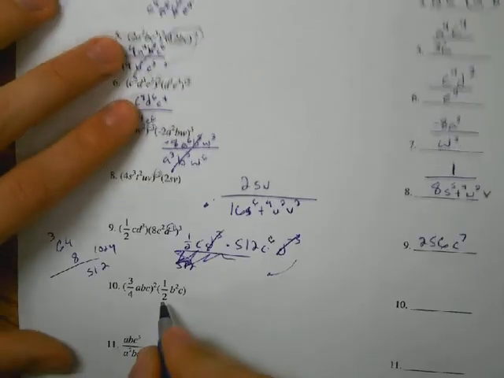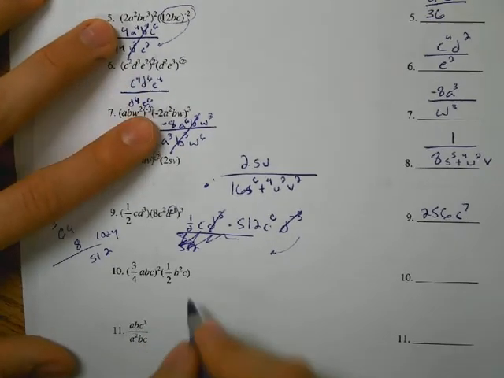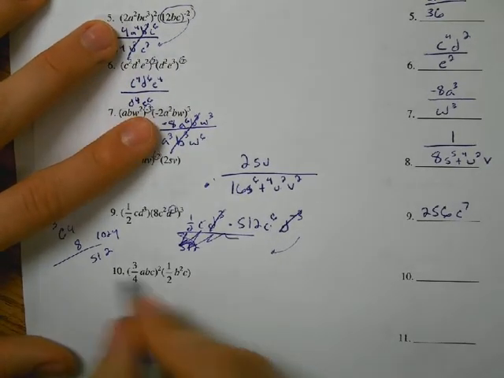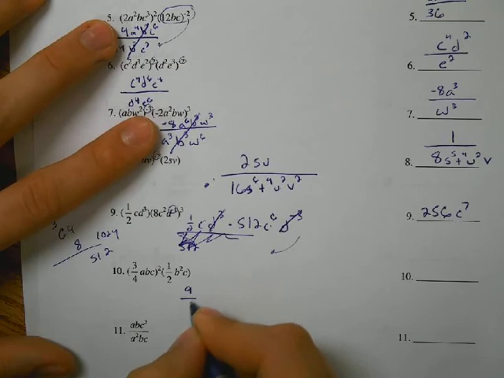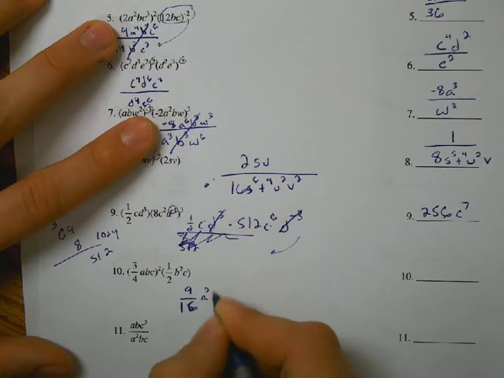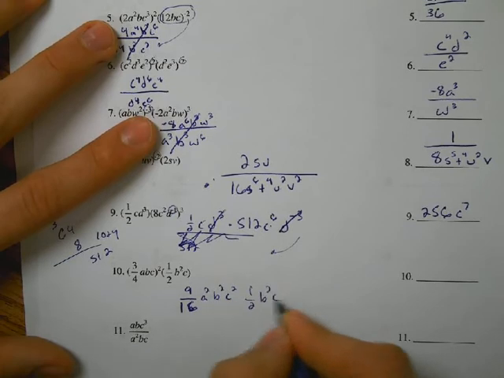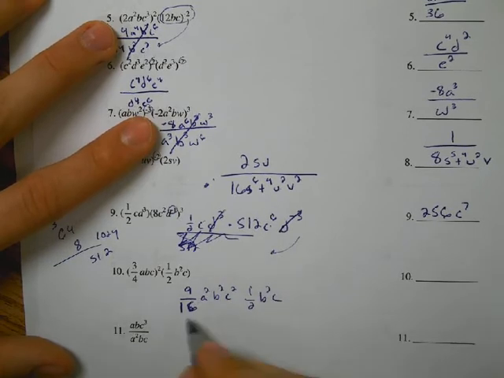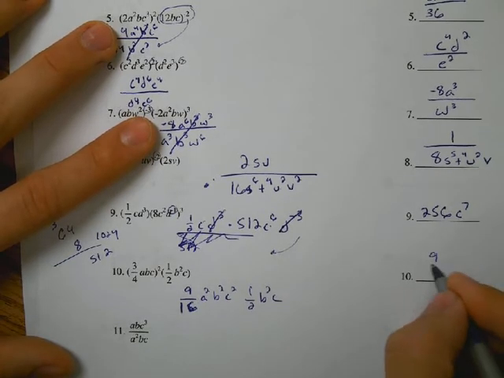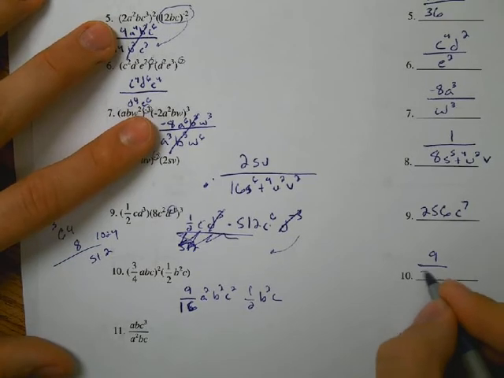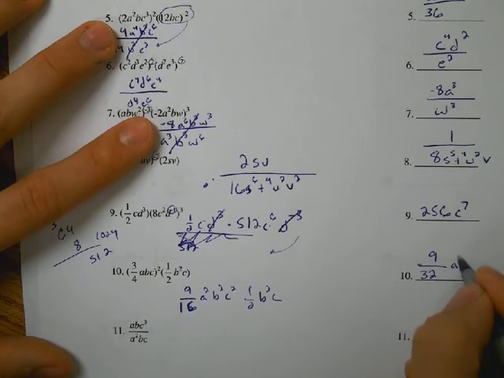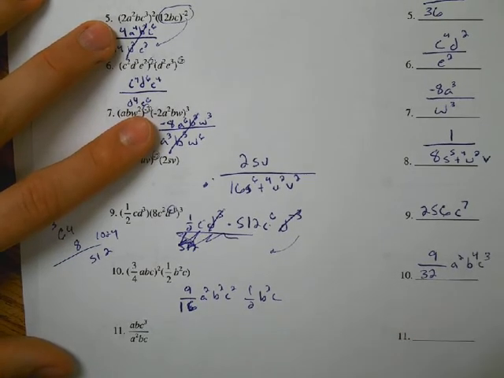On number 10, I've got the squared over here, so I'll have 9 over 16 rather, a squared, b squared, c squared, and then the 1/2 b squared c just kind of carries on. So I'm going to add another 2 down low. This gives me 9 over 32, a squared, b4, c3.